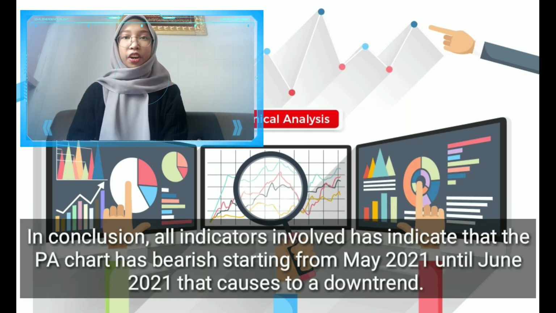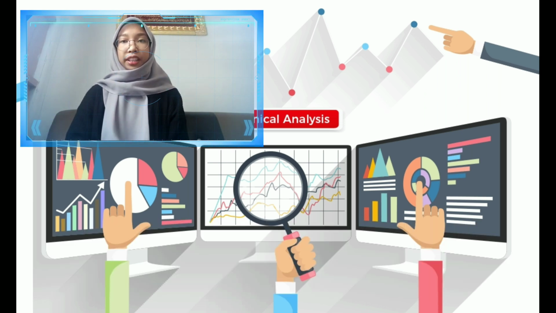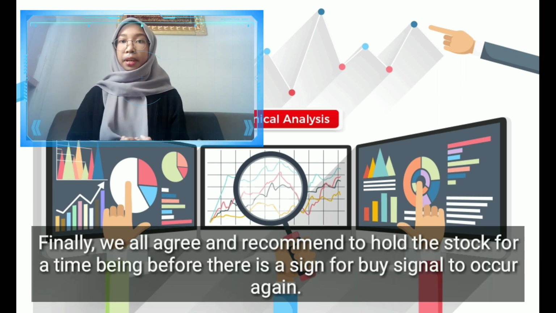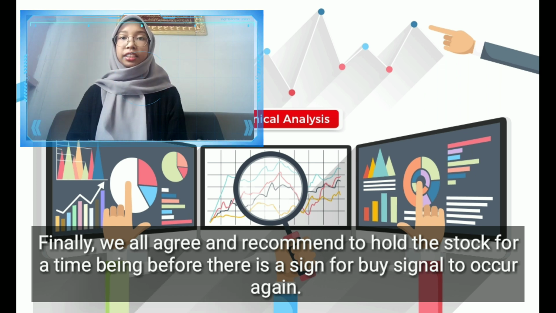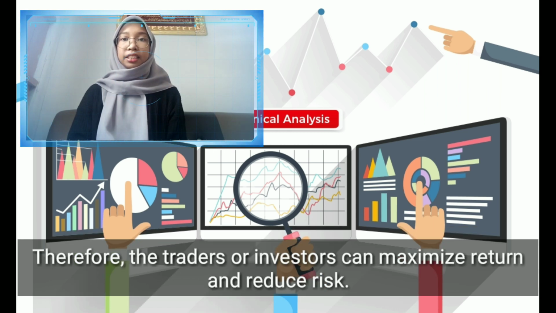In conclusion, all the indicators involved have indicated that the PA chart is bearish starting from May 2021 until June 2021, which causes a downtrend. Finally, we all agree and recommend to hold the stock for the time being, before there is a sign for a buy signal to occur again. Therefore, traders or investors can maximize return and also reduce risk.